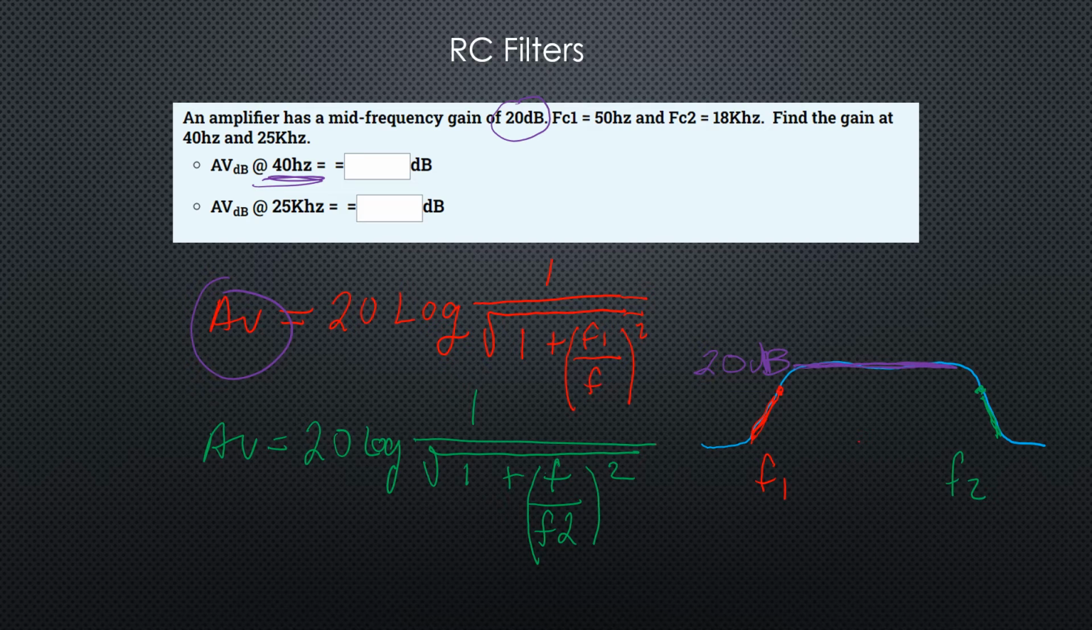Now the same thing with the other side. Now you're interested in 25K. So you're going to take 25K divided by F2, which is your 18K, and I'll do all the math there. And then this gain is going to be down from 0, so you're going to shift it to 20. 20 minus that number is going to tell us the dB that we're actually at.